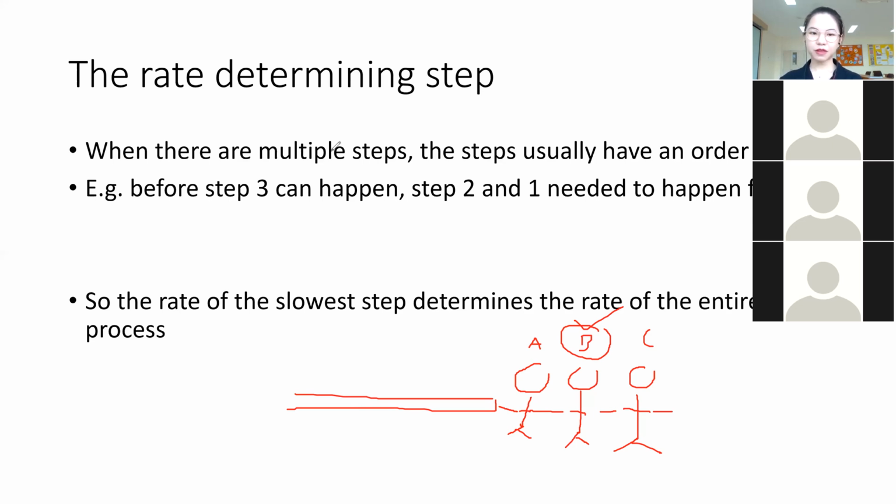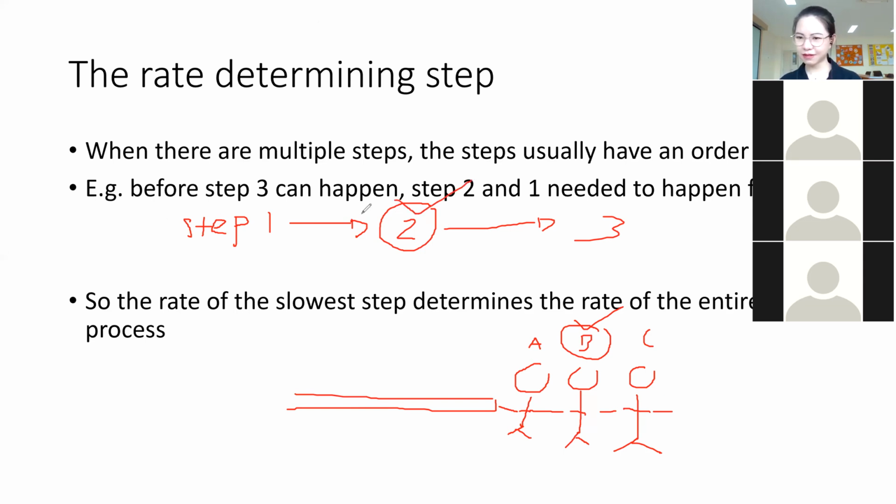So the same thing with these steps. If I have step one, and then step two, and then step three, if all of these are happening very fast, but step two here is the slowest, then the whole reaction is slowed down just because of step two. This kind of makes sense, right?